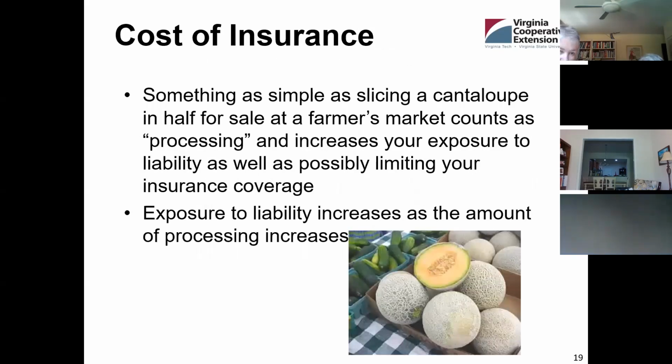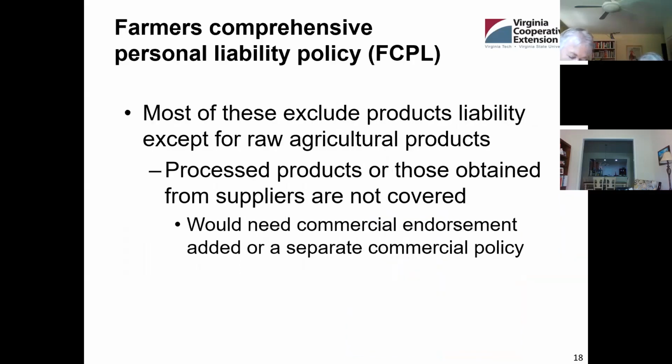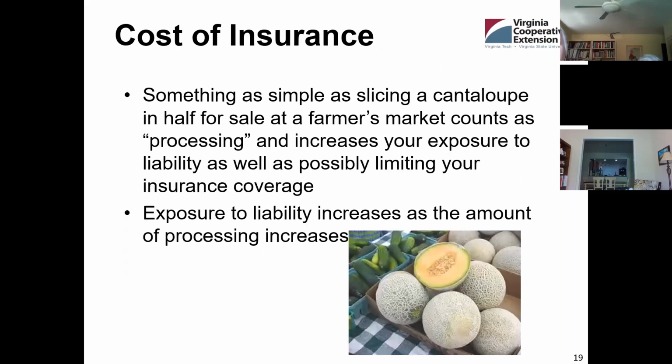So here's an example. Something as simple as slicing a cantaloupe in half for sale at a farmer's market counts as processing and increases your exposure to liability, as well as possibly limiting your insurance coverage. So I'm going to scroll back one second. If I have this farmer's comprehensive personal liability policy, and I go to a farmer's market and I just sell cantaloupes, I don't do anything to them, again, you'd want to check your policy, but you're most likely going to be covered if anything negative happens due to that cantaloupe being sold, right? But if that same cantaloupe I take to the farmer's market and now I simply cut it in half, now it's considered a processed product, and now my farmer's liability insurance is unlikely to cover me. Again, this is something that you'd want to look at your specific policy to see if you'd be covered.